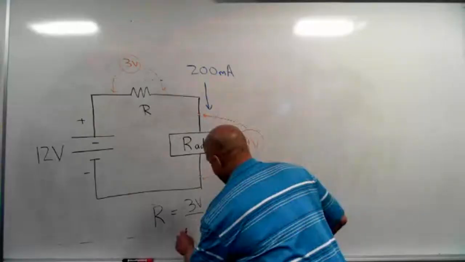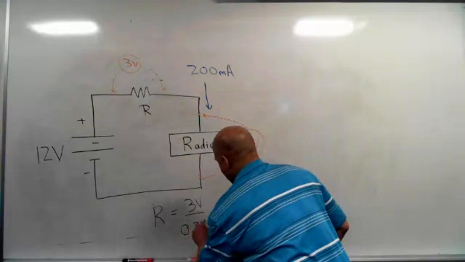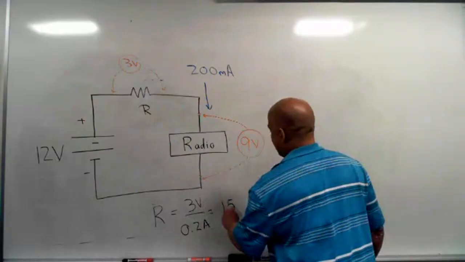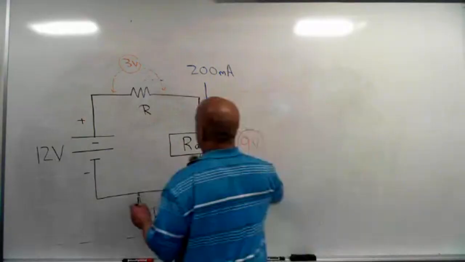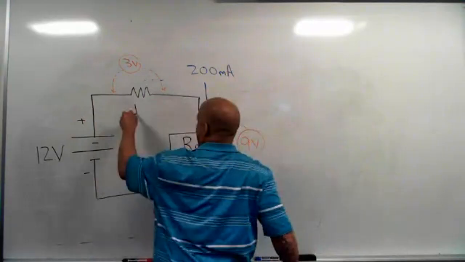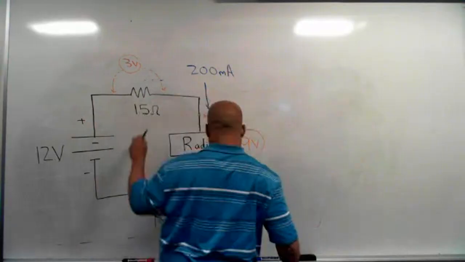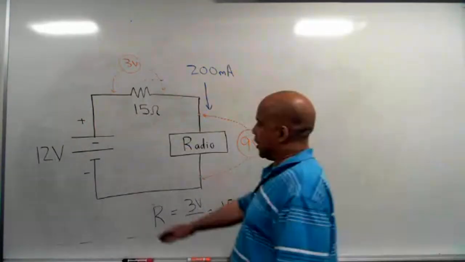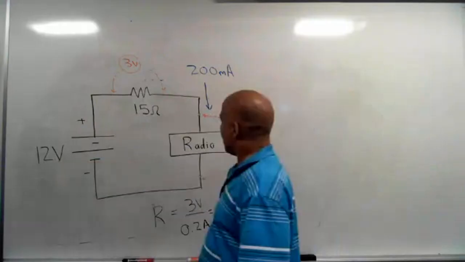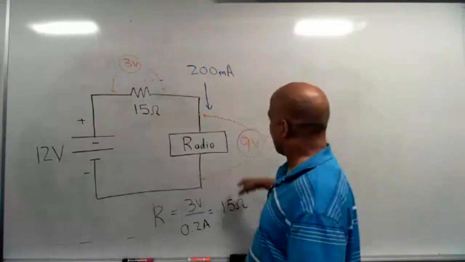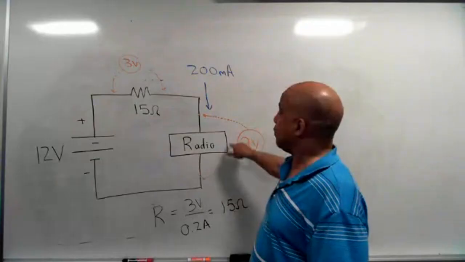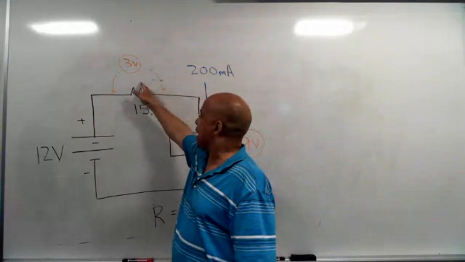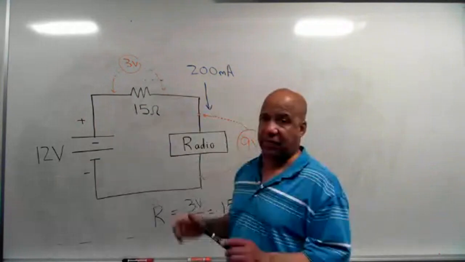I'm going to write that as 0.2 amps. And so if I do my math here, I'm going to end up with 15 ohms. So whoever said that, you are 100% correct. 15 ohms. So you can go to the store, get yourself a 12-volt battery and a 15 ohm resistor, and hook it up to this radio that requires 9 volts and 200 milliamps, then it'll work just fine because this will drop the voltage down from 12 to 9, and that's a safe level.